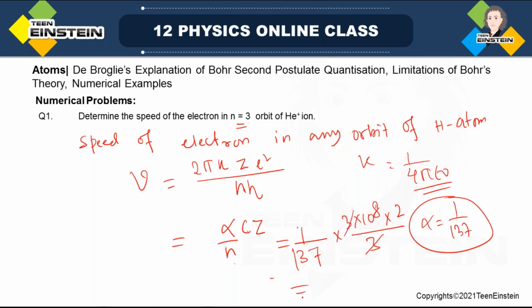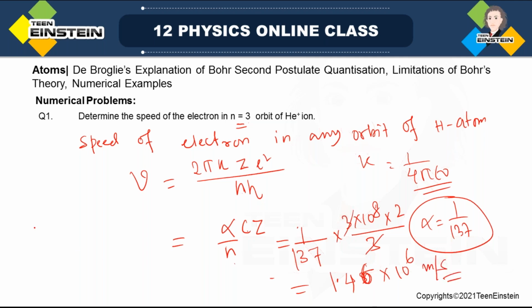So if you do the whole calculation, you'll get a value something like 1.45, or maybe it is 1.46 into 10 to the power 6 meter per second. Okay, this is the speed of the electron.